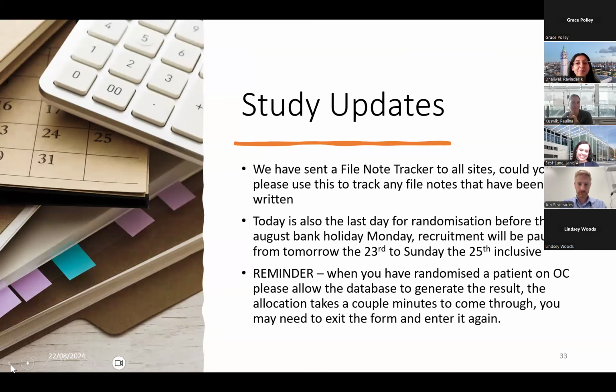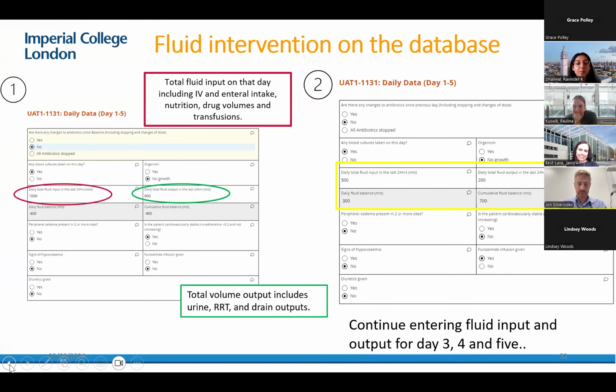Thank you. Super quick question. When we're entering the data, do you have a specific time point in which the days start and end?